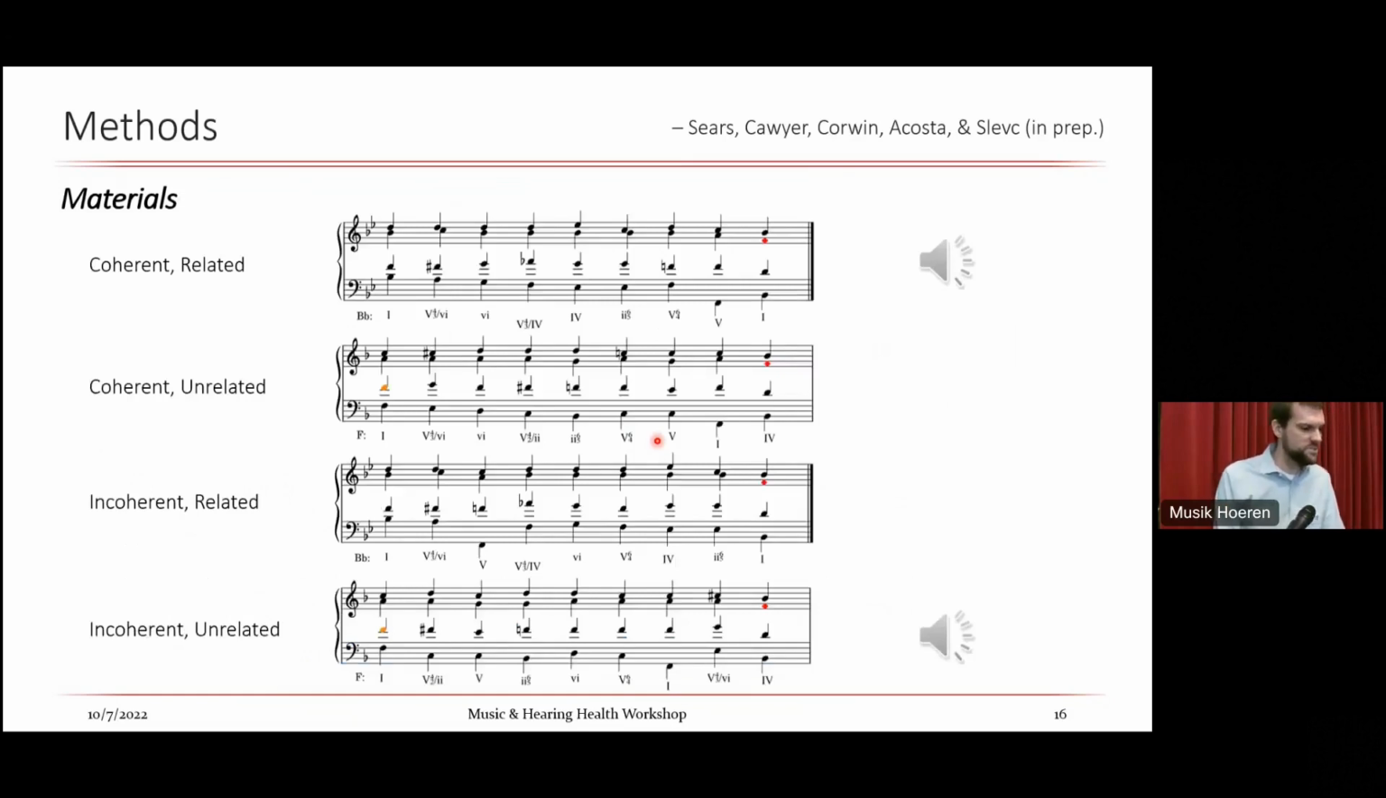So I'll play you 2 stems. Those are the 4 conditions, but I'll play you the one that's untouched, and then I'll play you the one where it's been scrambled as much as possible.